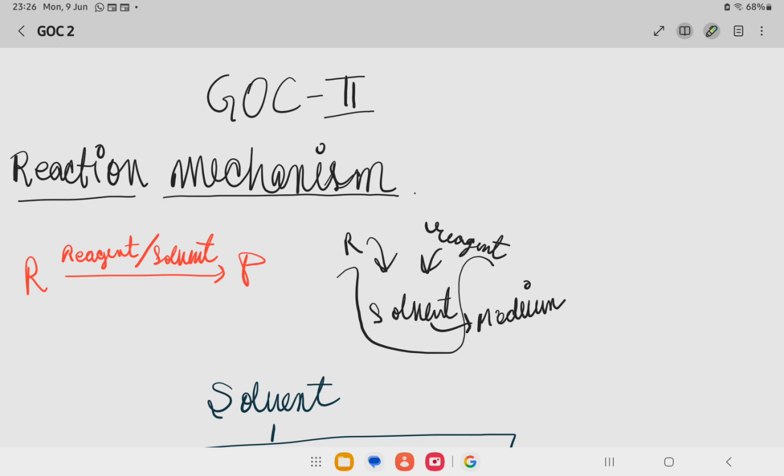GOC. So today we will start GOC 2. So let's start with the reaction mechanism.